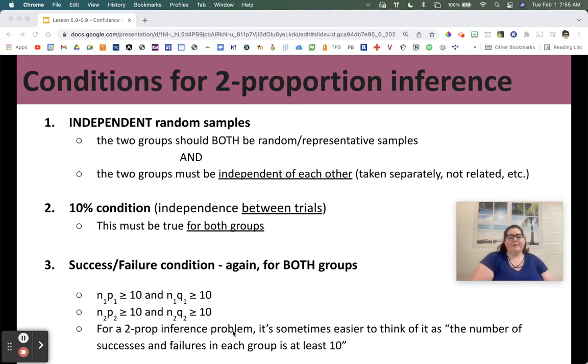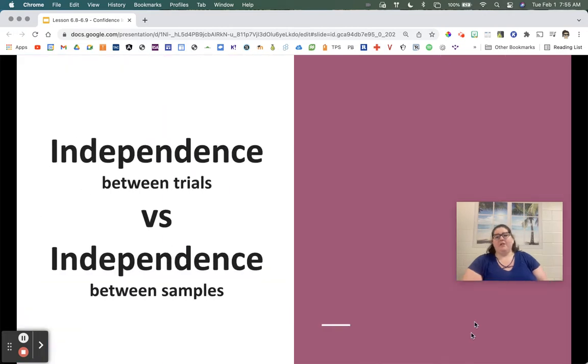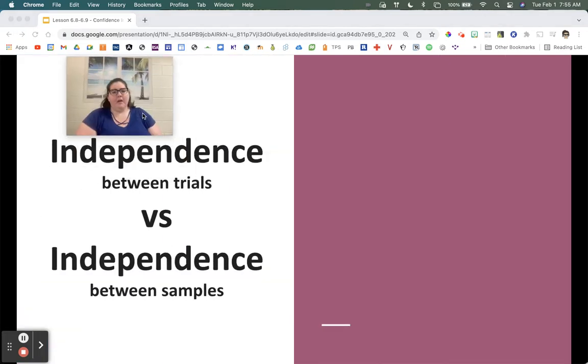Sometimes for a two-proportion inference problem, especially if they give you the information in this way, and this is why I like to call it the success-failure condition, it's easier to think of this as the number of successes and the number of failures in each group. And we'll look at that when we see our example, how I might word that a little differently, but it means the same thing.